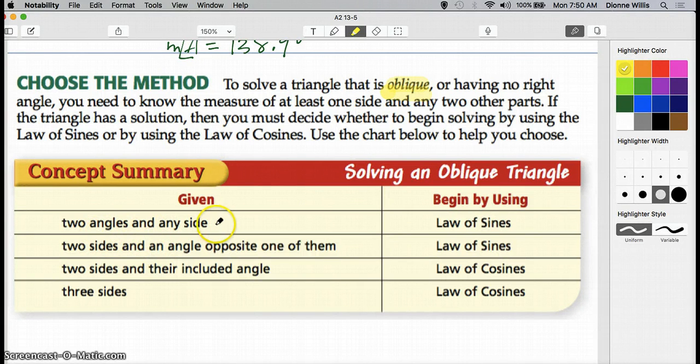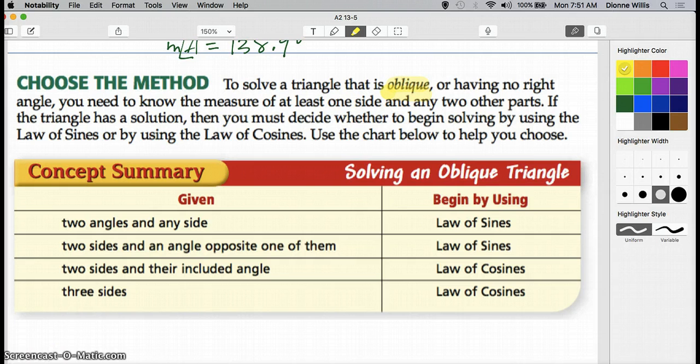If you've got two angles and a side, you want to do law of sines, because if you have two angles and any side, then you really have three angles and a side, right? If you have two sides and an angle opposite one of them, that was the situation where we had angle A and side B, then we want to use law of sines. But if we've got two sides and their included angle, law of cosines works. And if we have three sides, again, law of cosines works. So this is pretty handy.